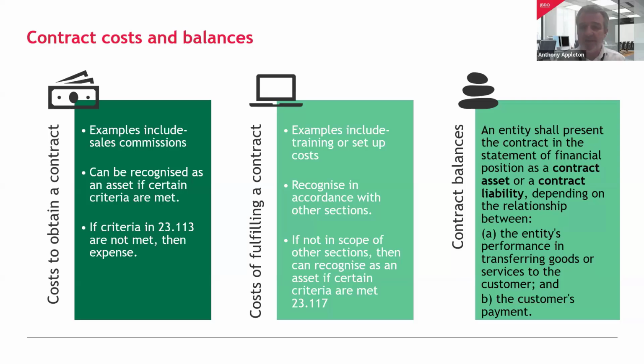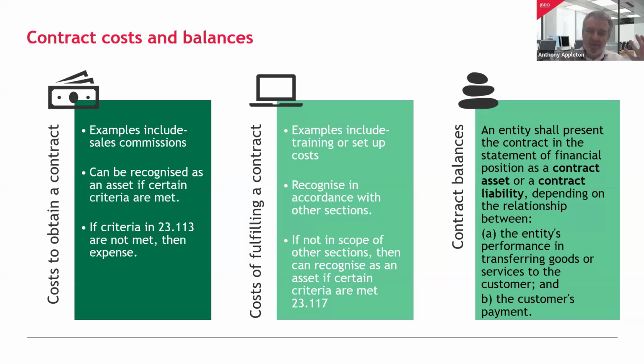Normally, you will recognise these in accordance with other sections, such as inventories. But if it's not within the scope of other sections, again, you can recognise this as a separate asset. It's only though if the costs you incur directly relate to resources you'll generate from that contract in the future, and it's likely you will generate enough revenue again to cover those costs. You won't make a loss on them.